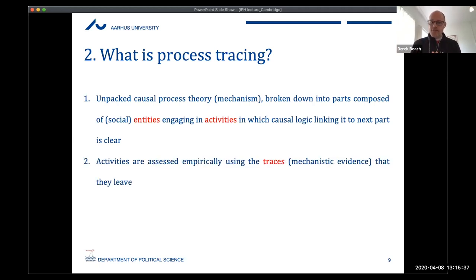And then we assess this empirically using what in medicine they call mechanistic evidence, or traces. So basically, if I am lobbying a politician, that activity of lobbying might leave a trace, or if it's called corruption, it might leave the trace that I put money in this person's bank account. That would be mechanistic evidence. So this is what process tracing, at least in theory, very simply put, is. It's unpacking an arrow into parts, entities, activities. It's then trying to find the empirical traces of each of these activities for each of the parts. Of course, it's a lot easier said than done.